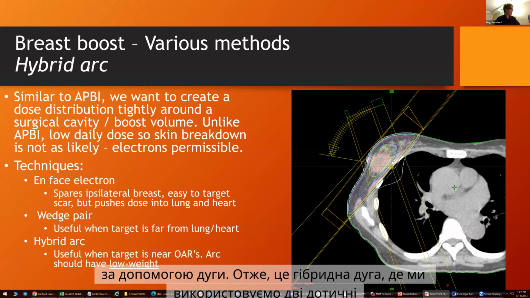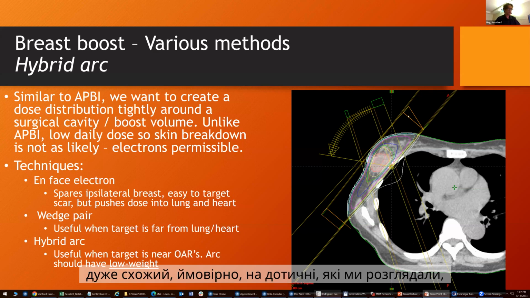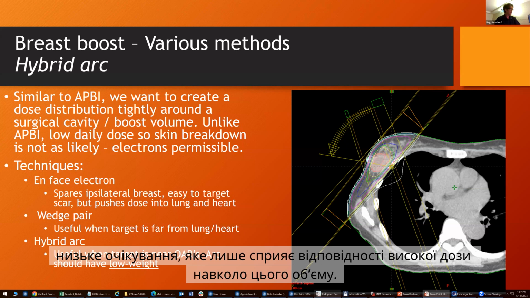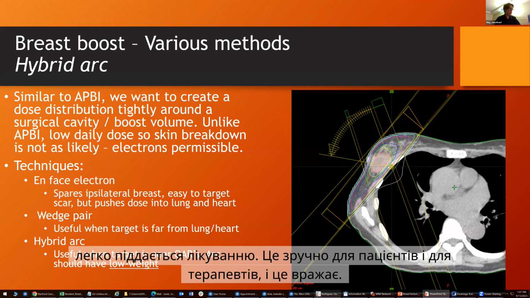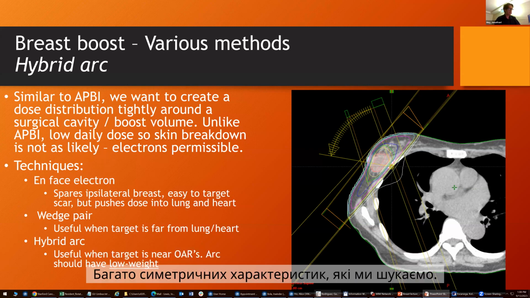So this is a hybrid arc where we're using 2 tangents, very similar probably to the tangents that we treated the primary breast volume with, paired with a small arc which has very low weighting and which just promotes the conformity of the high dose around this volume without introducing a lot of exit dose to the rest of the patient. We find the solution is easy to treat, it's comfortable for the patients and for the therapists, and it hits a lot of the dosimetric characteristics that we're looking for.